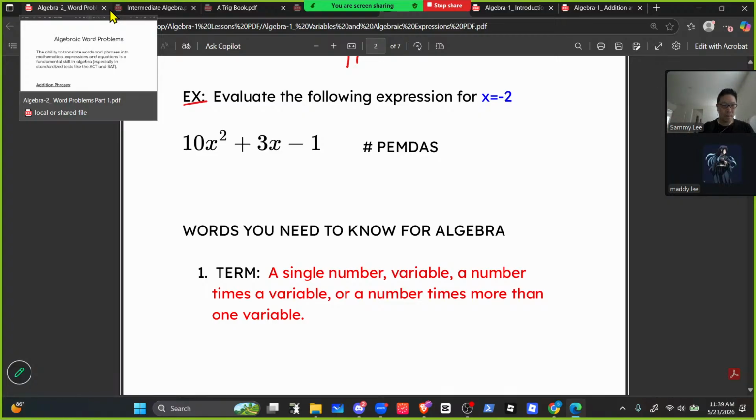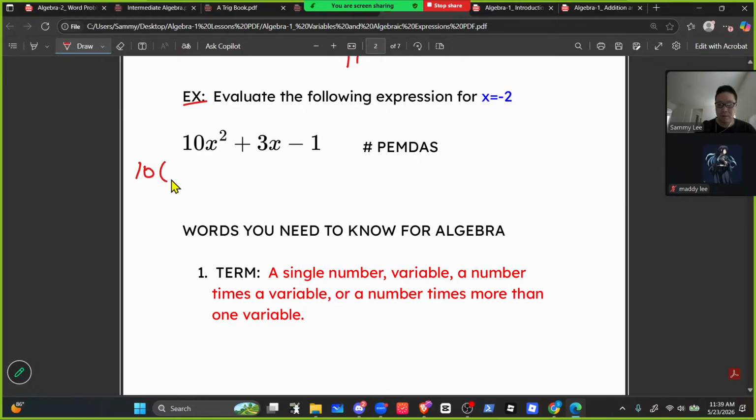$33. All right, let's see. So 10 times -2 squared plus 3 times -2 minus 1. So -2 squared is 4. 10 times 4 is 40. 3 times -2 is -6. And then we have a -1. -6 and -1 is -7. So we have 40 minus 7, which is 33. Okay.